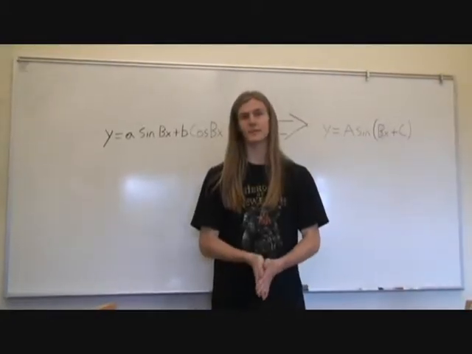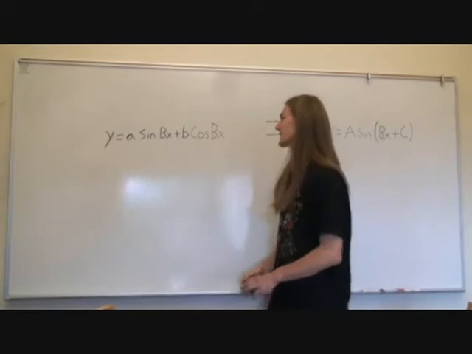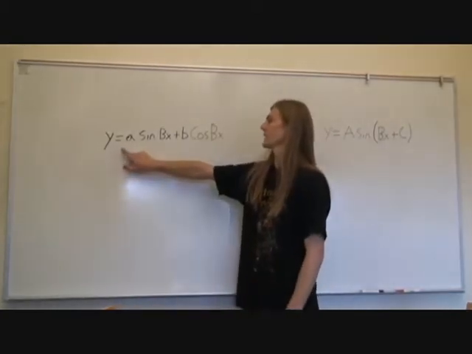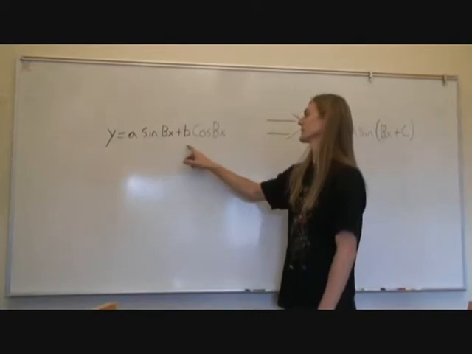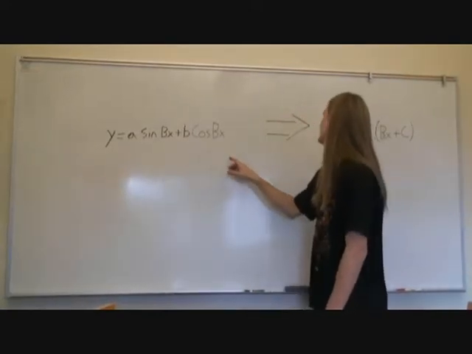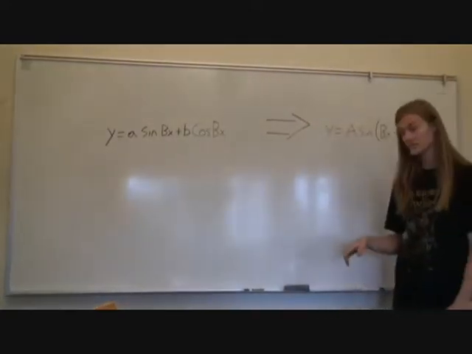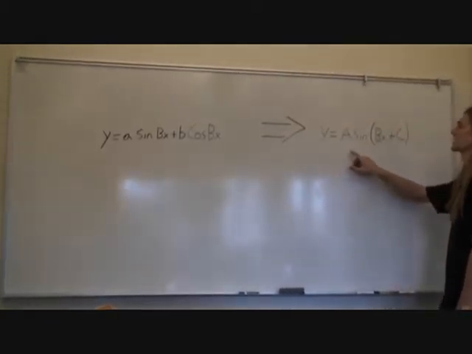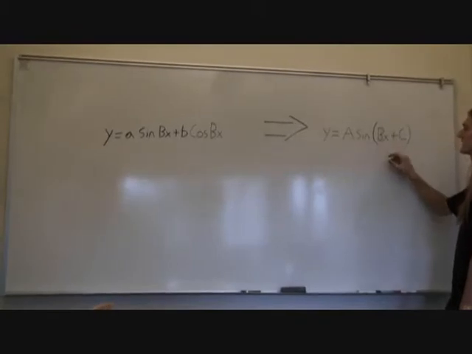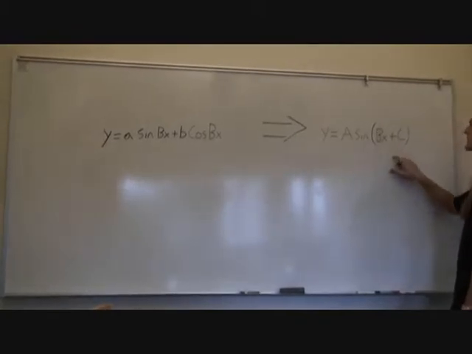In the objective of the combination of functions, we are trying to get this form, y equals little a sine big B of x plus little b cosine big B of x, into a single trigonometric function, y equals big A sine of the quantity big Bx plus big C.